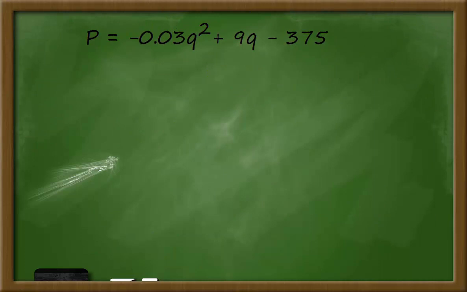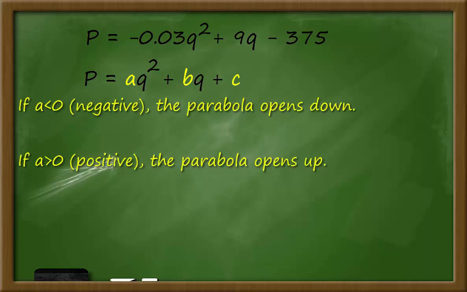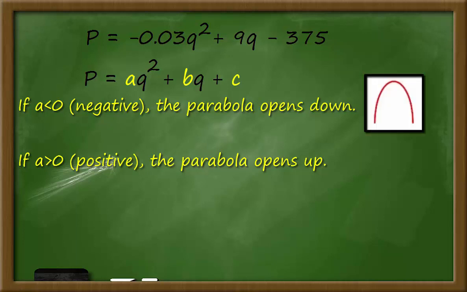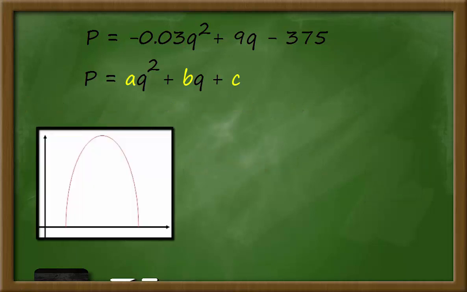Comparing this to the general form P equals AQ squared plus BQ plus C, we can learn some information about the properties of a quadratic function and a parabola as they relate to the coefficients A, B, and C. In particular, the coefficient A tells us the shape of the parabola. If A is negative, the parabola opens down, and if A is positive, the parabola opens up. In our case, A equals negative 0.03, which is negative, so the parabola opens down. This means that the graph attains a maximum value. This maximum value occurs at the vertex.